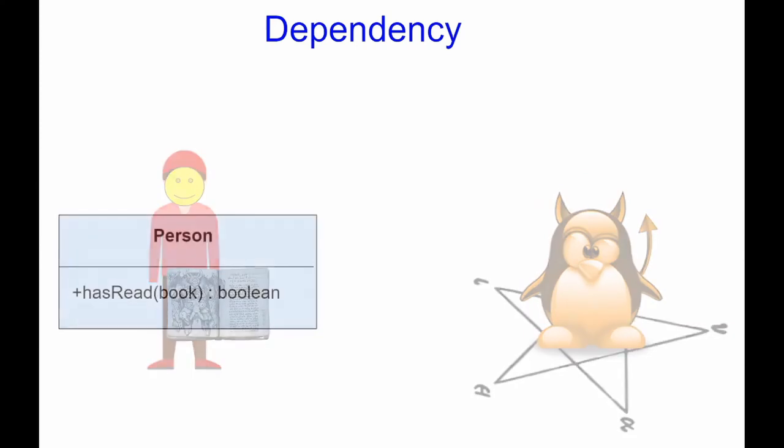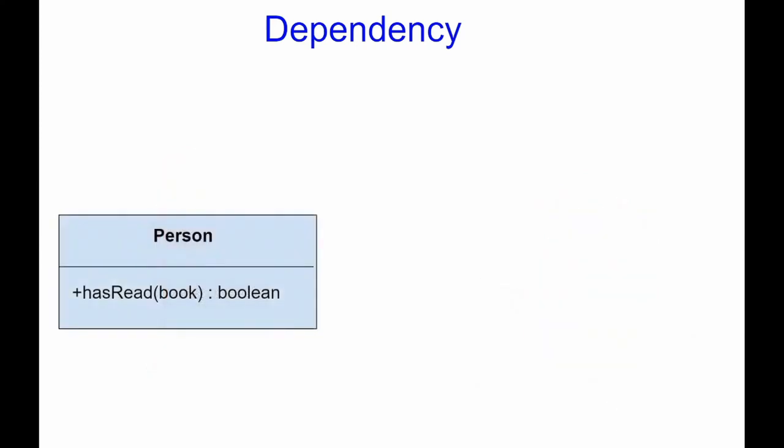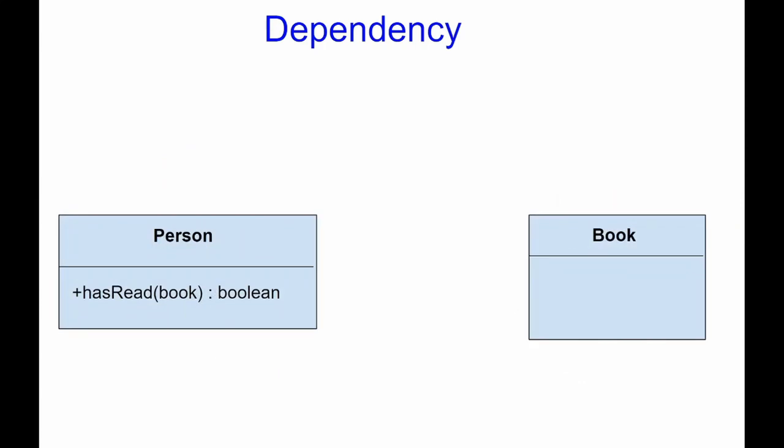For example, this person class has a hasRead method with a book as an input parameter, which returns true if, for example, the person has read the book. Dependency is drawn with a dashed line with arrowhead pointing towards the class on which the method of another class could depend.